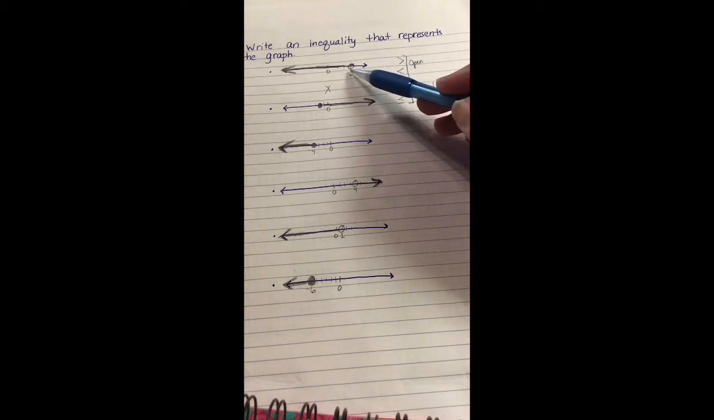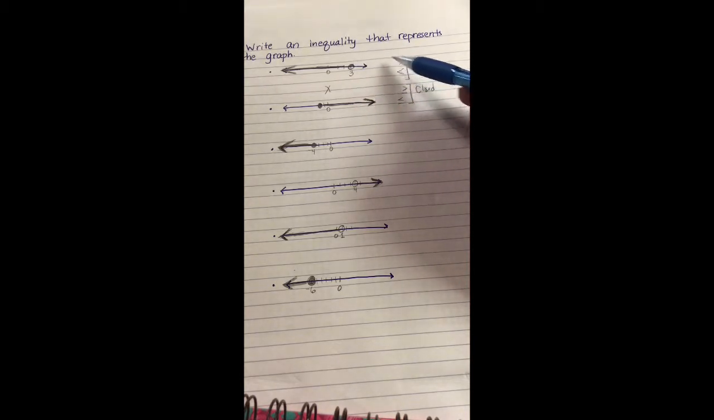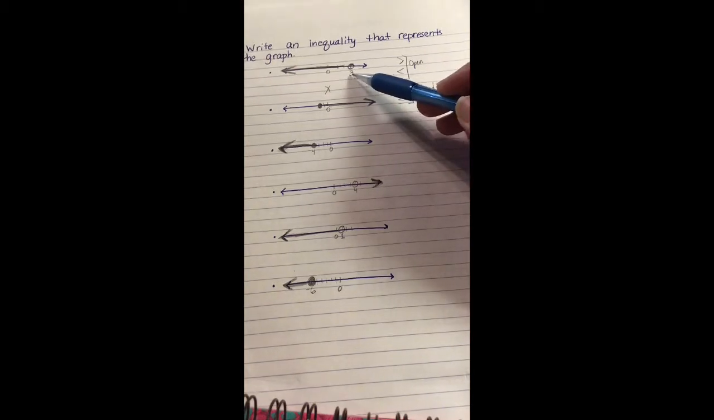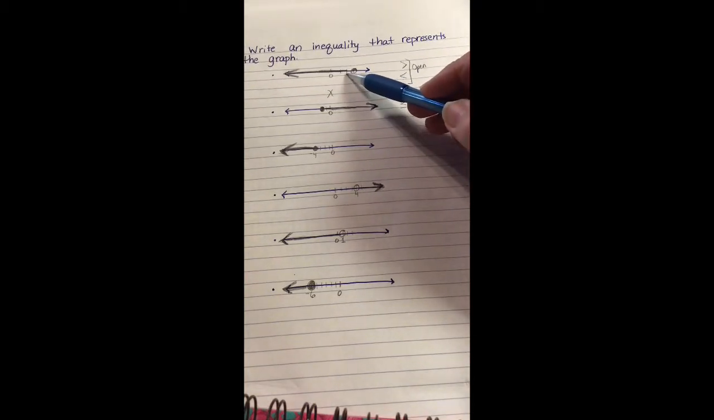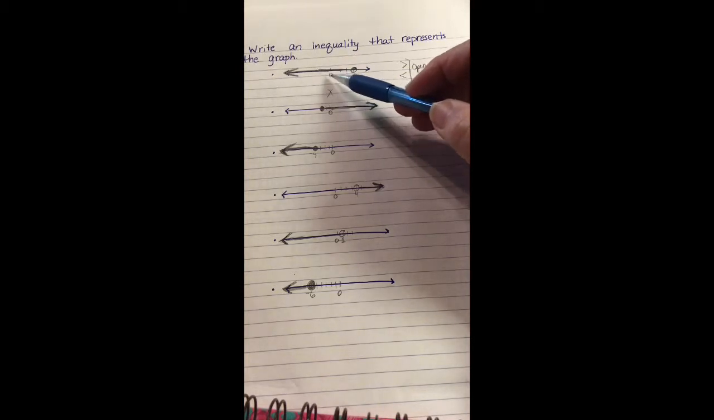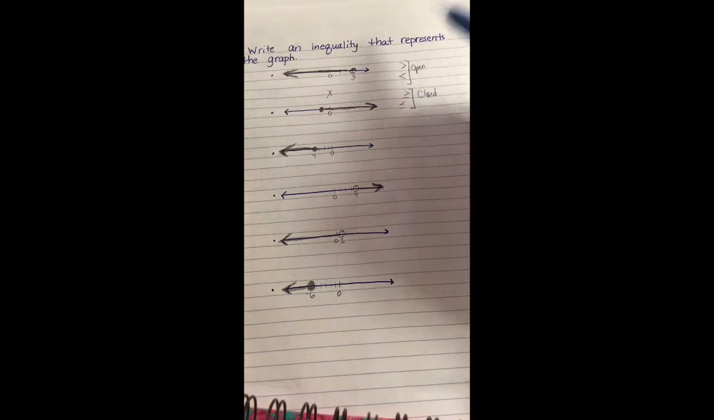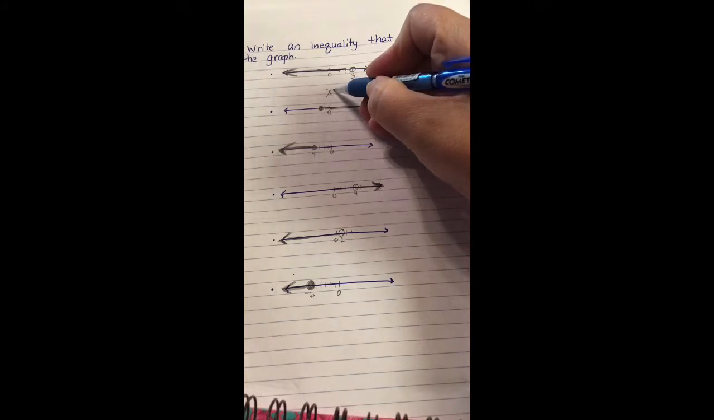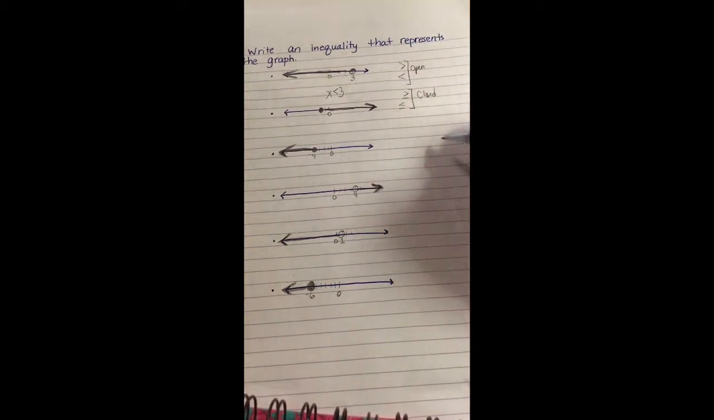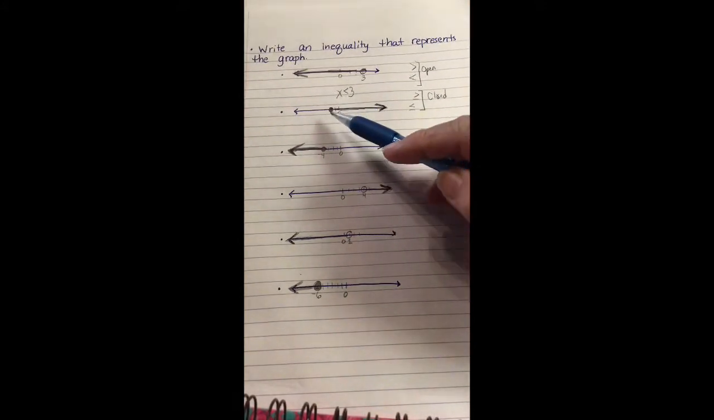Do I have numbers shaded that are greater than 3 or less than 3? And look, 2 is shaded, 1 is shaded, 0 is shaded. Those numbers are less than 3, so x is less than 3 is the answer for that one. Okay, now let's look at this one.